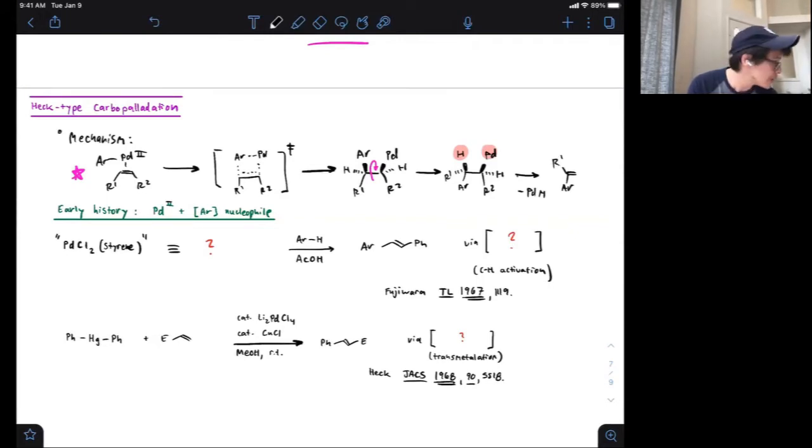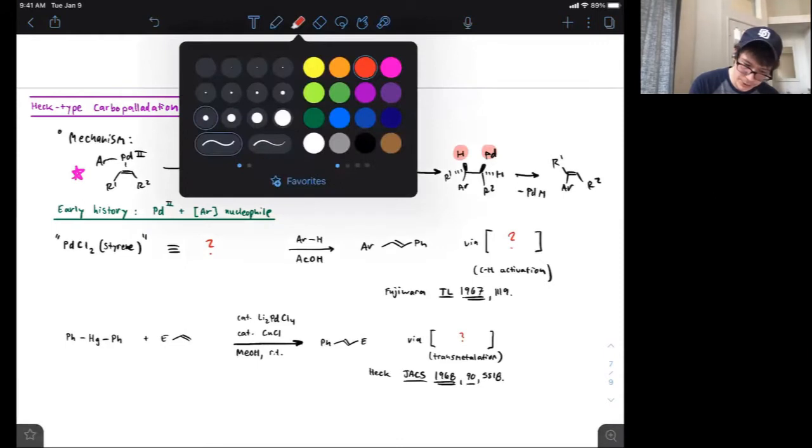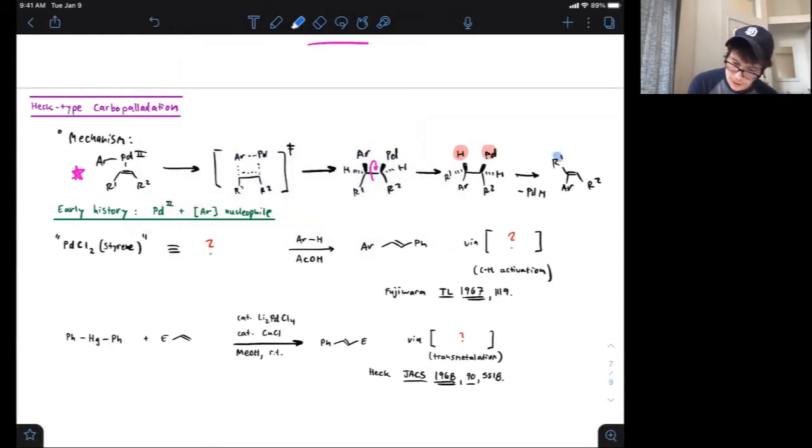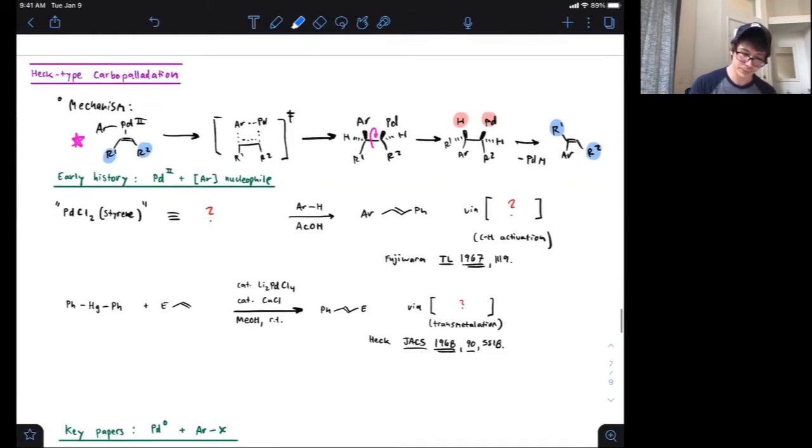And then beta hydride elimination. And again, another key point I just want to draw your attention to is that the overall outcome is that if you look at the geometry of R1 and R2, these get inverted as a fundamental aspect of the reaction mechanism. Super, okay. Any questions on that?